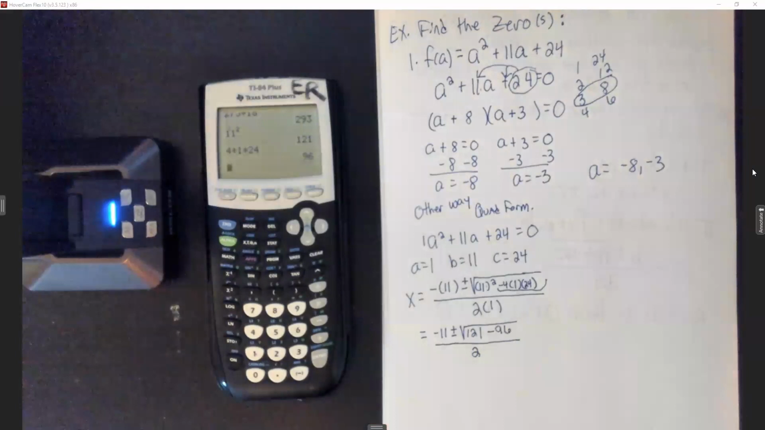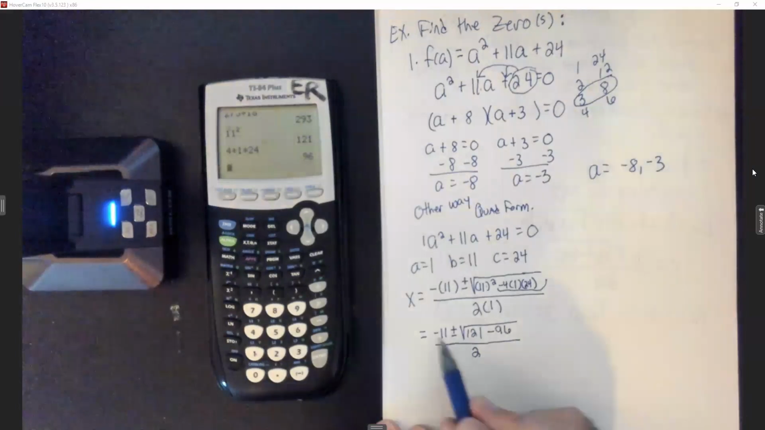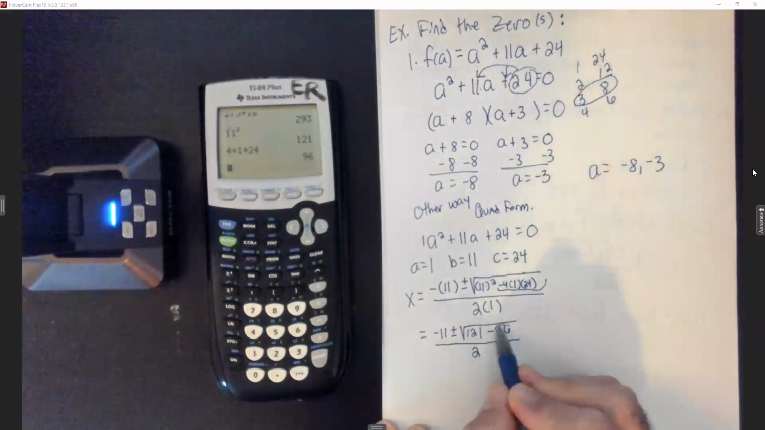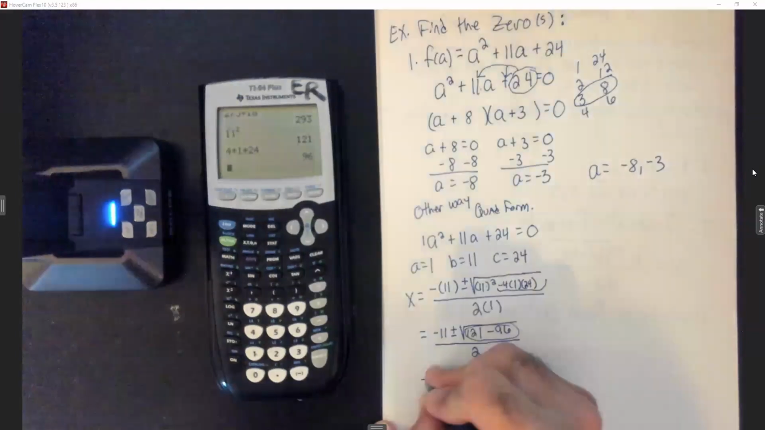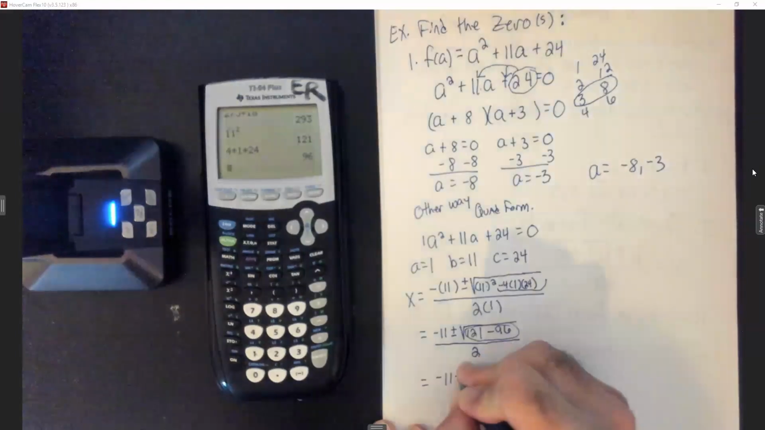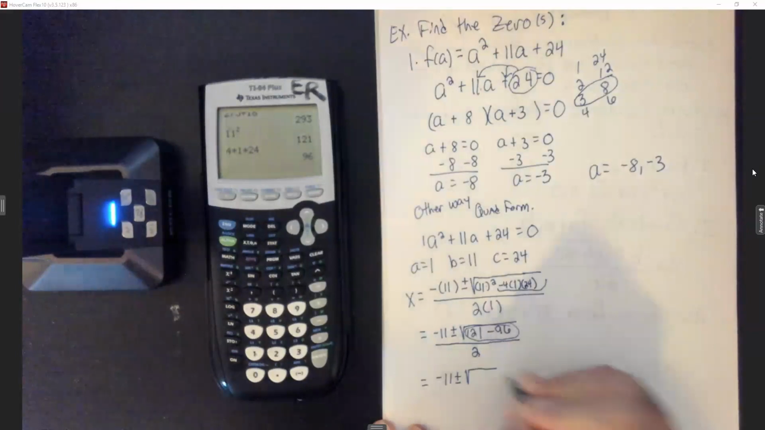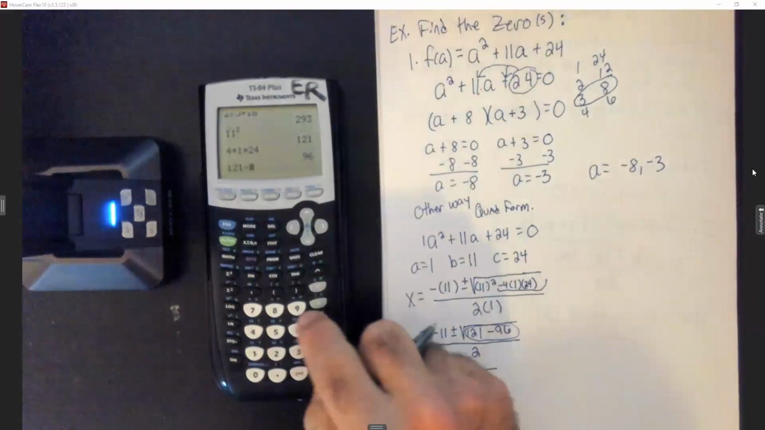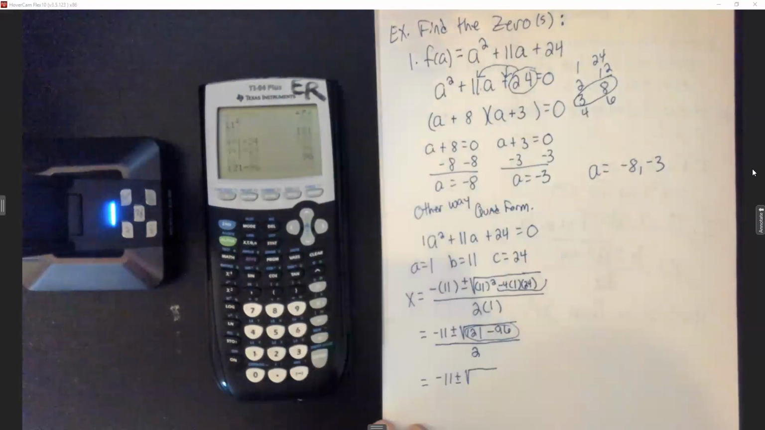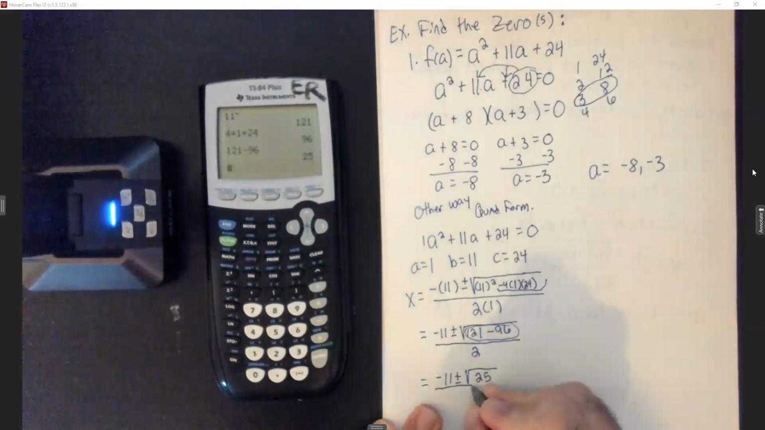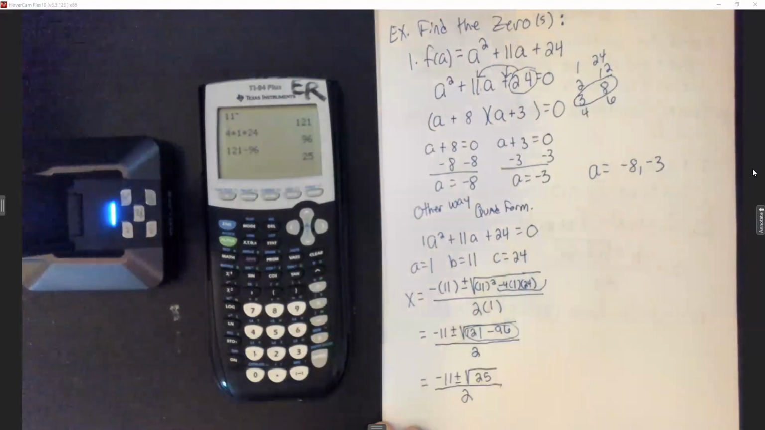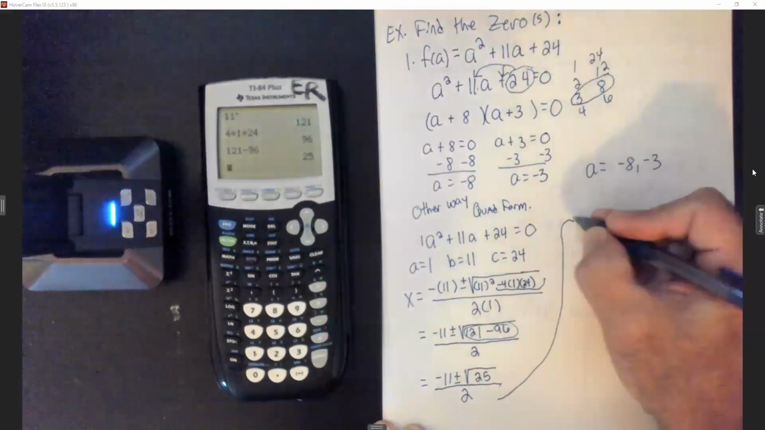So guess what? The next step, you cannot do nothing on the outside. What we got to do is figure out what 121 minus 96 gives us. So that'll be negative 11 plus or minus the square root of 121 minus 96, which should be what, 25? 25 is under the radical, and then on the bottom is still a 2. All right, so I'm going to bring that up to here to work it now.